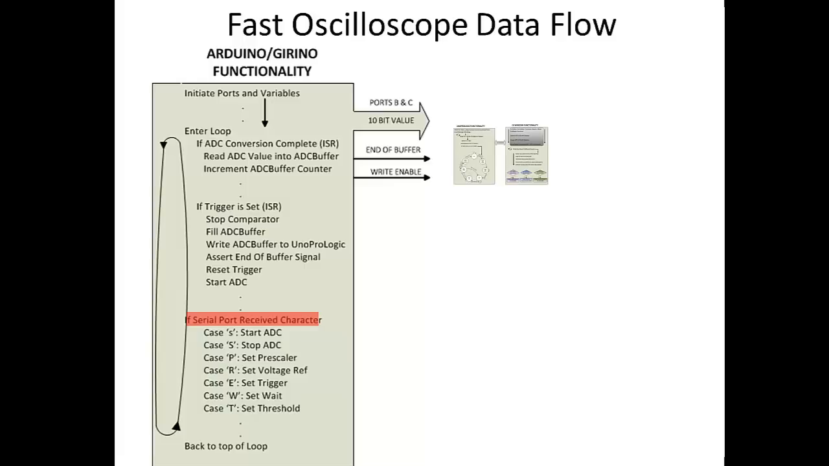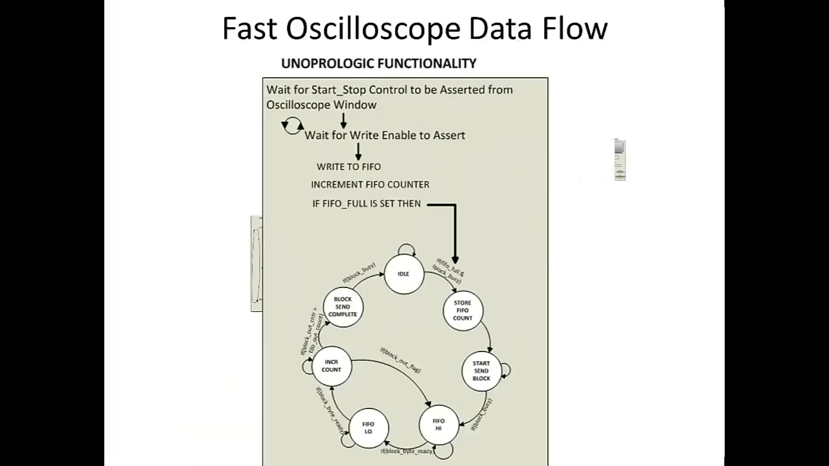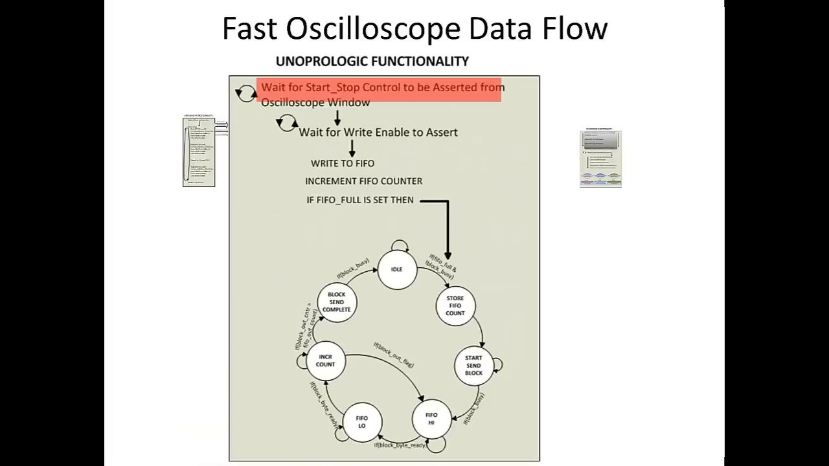Okay, next up is the Uno Pro logic functionality. The CPLD does not need any initialization as the device is ready to operate as soon as the power is applied. The data flow in the Uno Pro logic starts with the wait loop for the start-stop control signal to be asserted from the control register. Once this happens, the data flow will fall into the wait loop for the write enable.